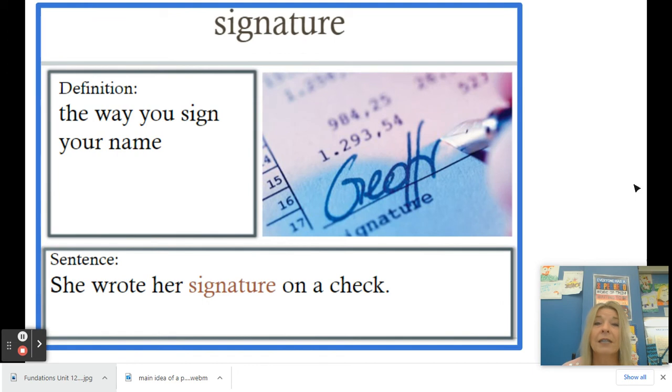And our last word is signature. Your turn to say it. Very good. And the signature is the way you sign your name. So our sentence says she wrote her signature on a check. And I can see the word sign in it. S-I-G-N. Okay, when you sign your name, you are giving it your signature. But I don't hear sign, it's signature. Little different sound.